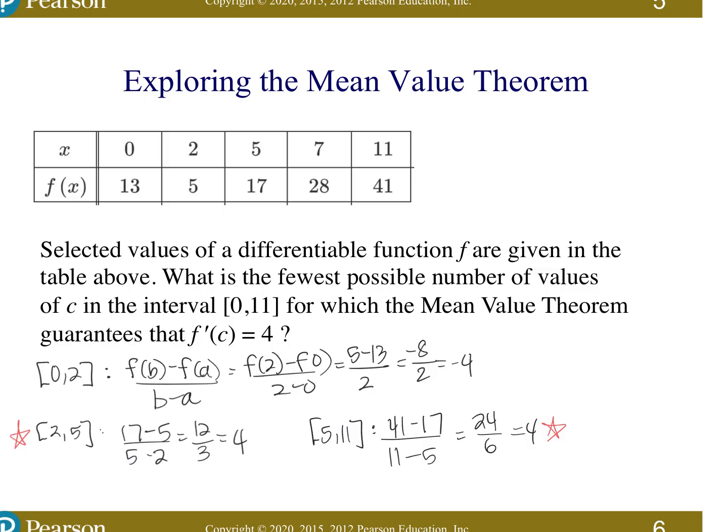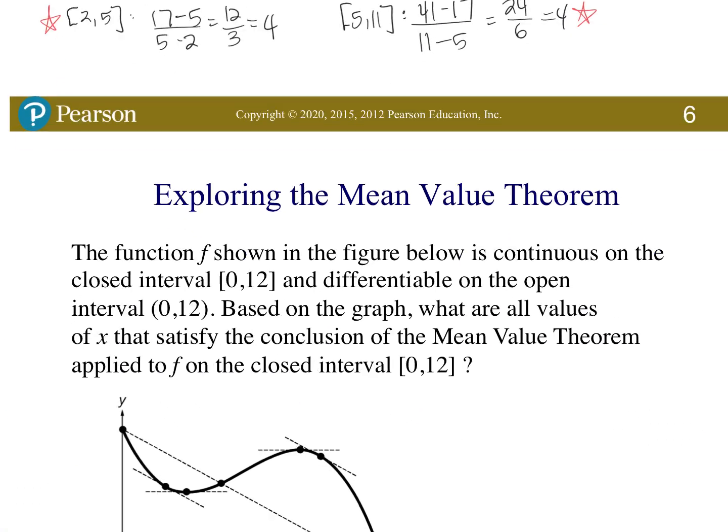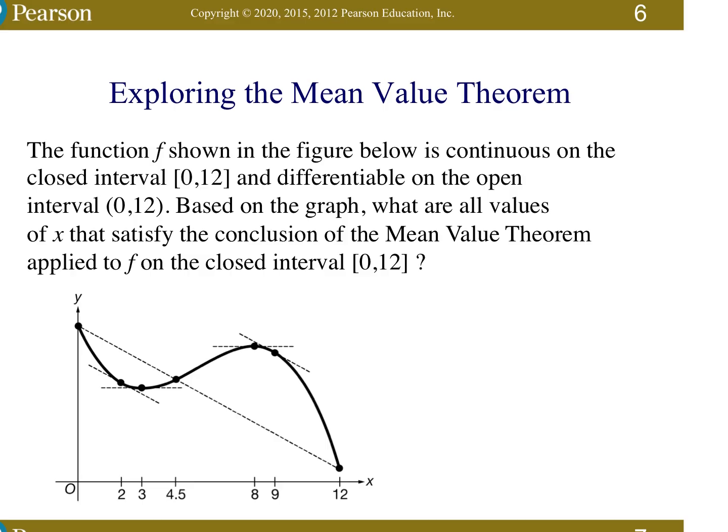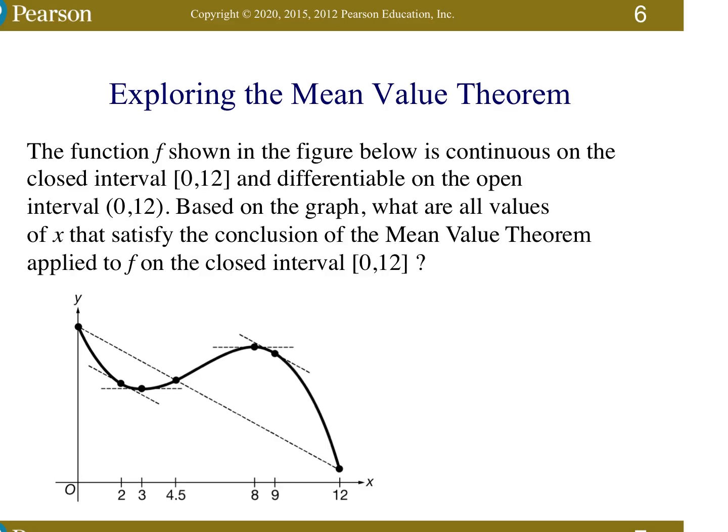So when they are giving you data, they're going to want you to check all the various combinations of the intervals. Okay, maybe they'll give it to you as a graph. This function is continuous and differentiable on the interval based on the graphs. Where are all the values that satisfy the conclusion from 0 to 12?